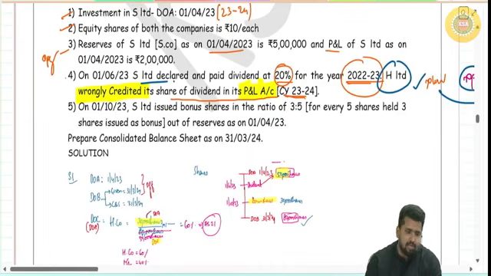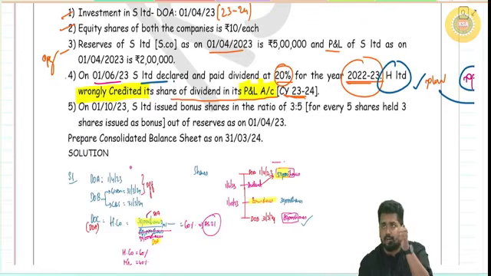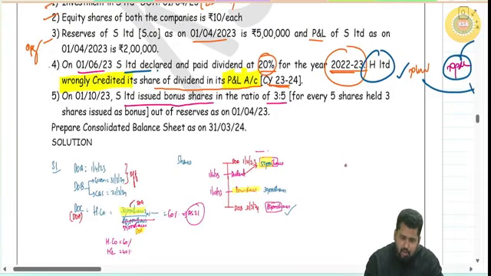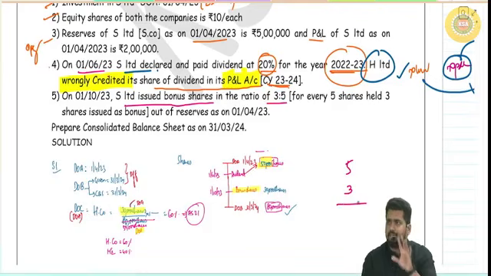Clear? And more importantly, this is happening on 1st June. After 1st June, June, July, August, September, October, so after 4 months, what is happening is, S Limited issued bonus in the ratio of what? 3:5. What is the meaning of 3:5? If you are holding 5 shares, I'll give you 3 shares as bonus. For example, you are having 5 shares. I am the company, I am giving 3 shares. At the end of the year, how many shares you will have? 8 shares you will have.